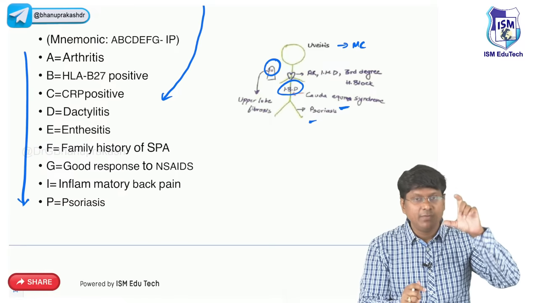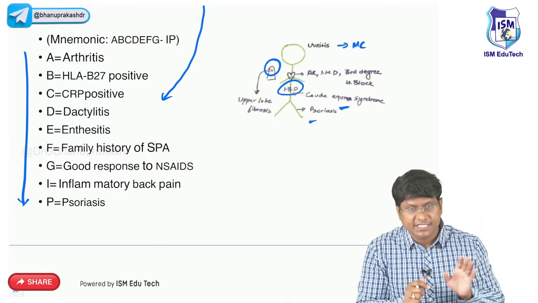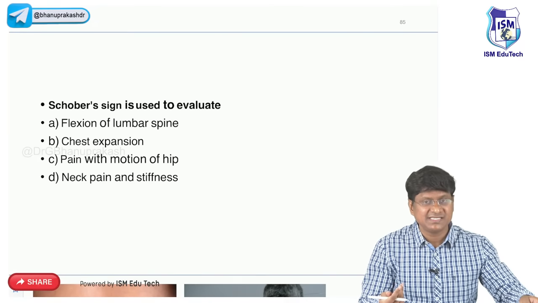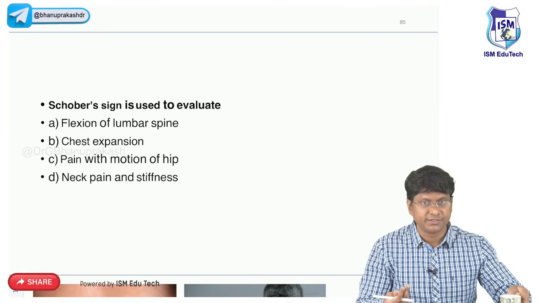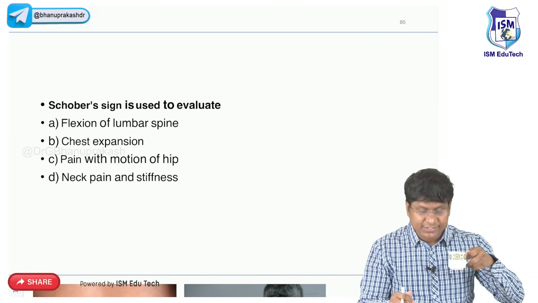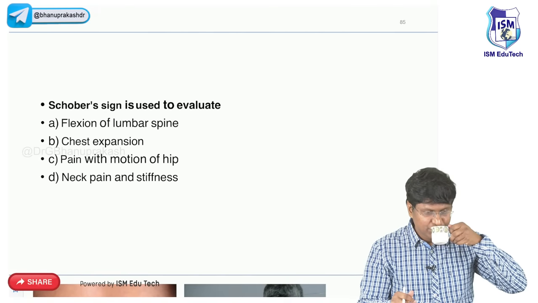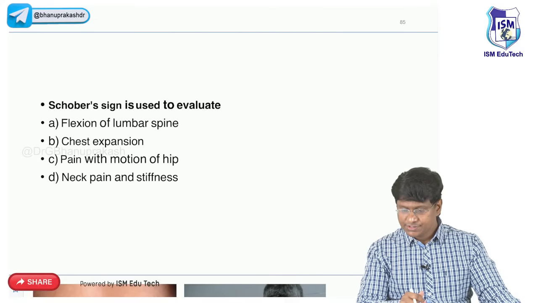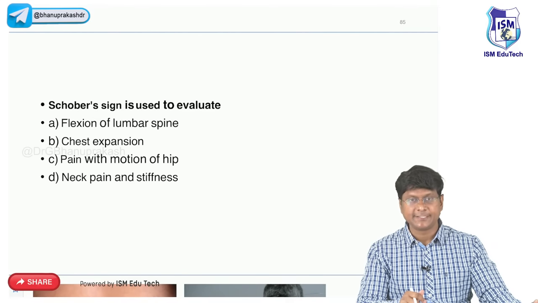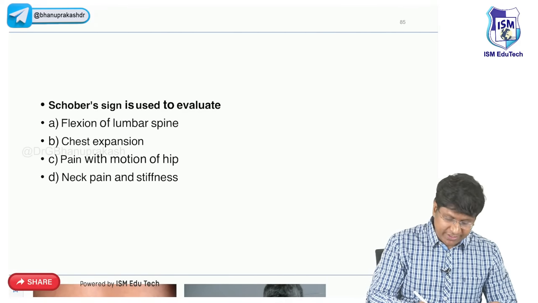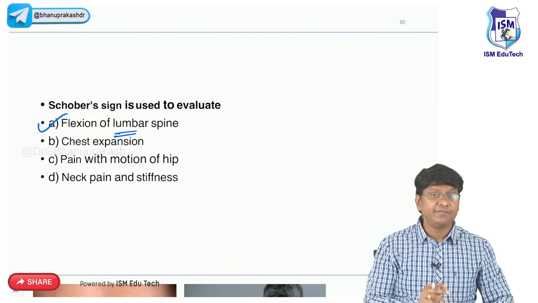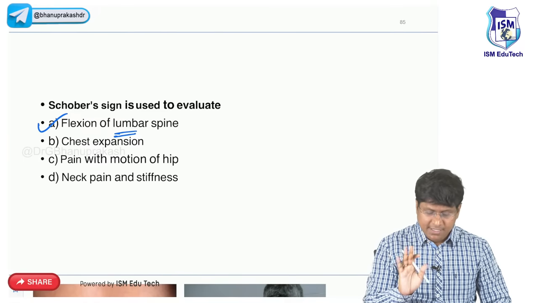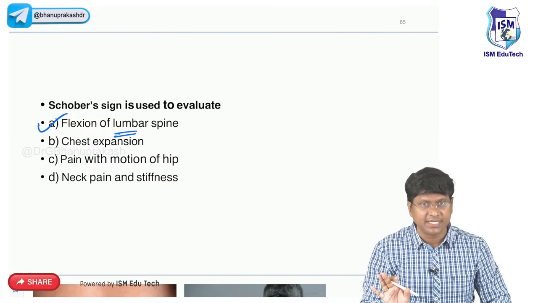Now, how is the vertebra in these individuals? The vertebra is being fused. What is the test that you will be using for assessing the vertebral fusion? Anyone of you? The Schober sign is used to evaluate the flexion of the lumbar spine. We will not go into the detail of how the test is done, but this will assess the flexion of the lumbar spine.